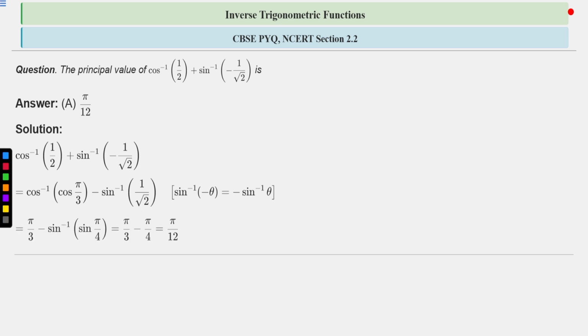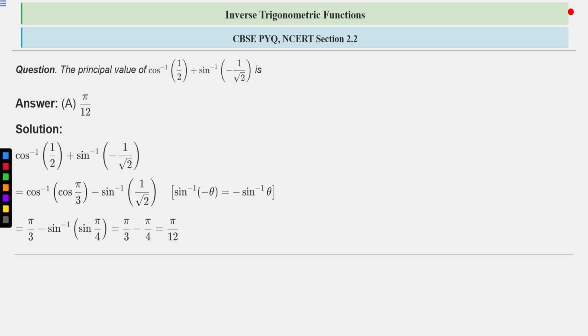So finally, cos inverse cos pi by 3 is pi by 3 because pi by 3 lies between 0 to pi. Similarly, sin inverse 1 by root 2 can be written as sin inverse sin pi by 4, because the value of 1 by root 2 is basically sin pi by 4, right? And sin inverse sin pi by 4 is pi by 4 because pi by 4 lies between minus pi by 2 to pi by 2, isn't it?